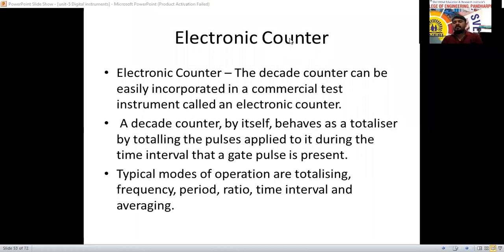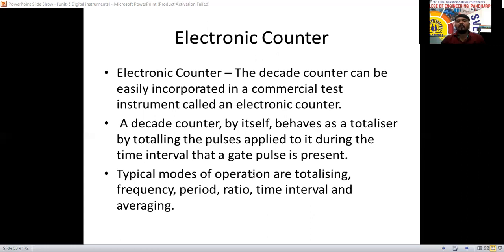This counter by itself behaves like a totalizer, totaling the pulses applied to it during the time interval that a gate pulse is present. For a particular period, for 1 minute or 1 second, it counts the total number of pulses given and displays it. That is how it behaves like a totalizer. The totalizer's work is to count the total number of pulses.